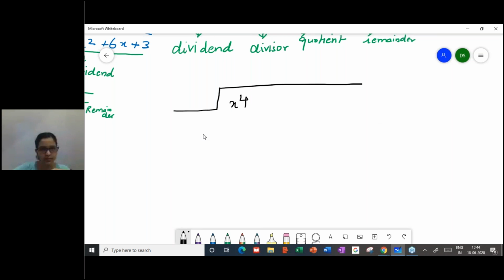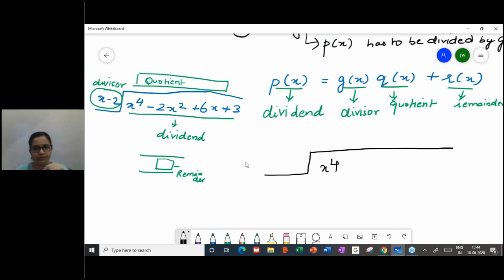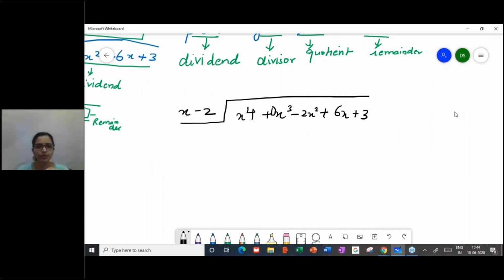We just copy it. There is no x cube term, so let me just add an x cube term: x power 4 minus 2x square plus 6x plus 3, and I have to divide it by x minus 2. So what do you do first? First you aim to get this term. All those who are stuck, please follow this carefully. I'm explaining this long division once, then I'm going to give you a question to do on your own.